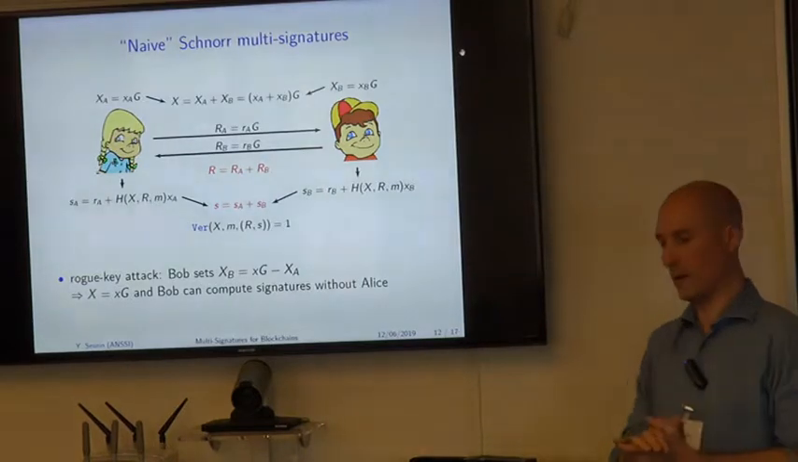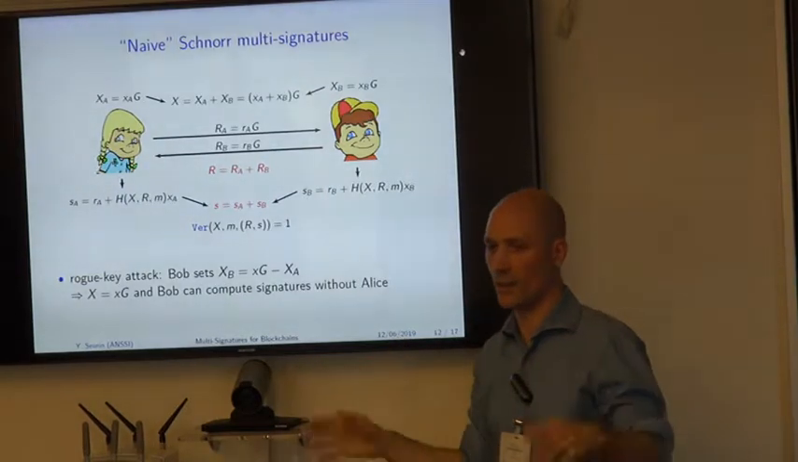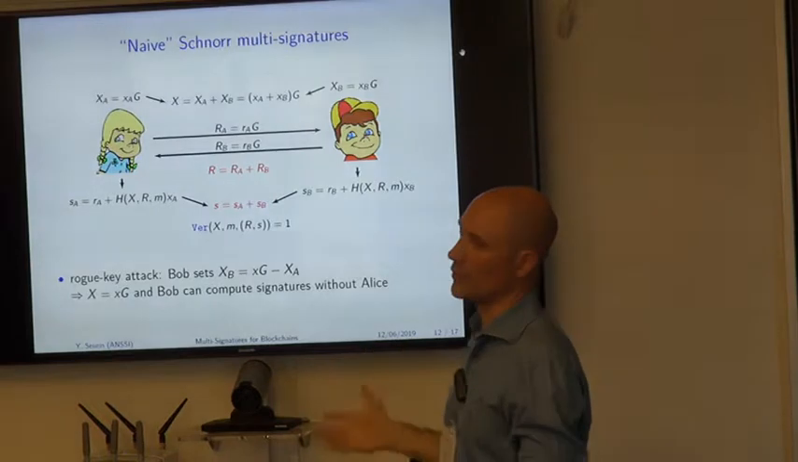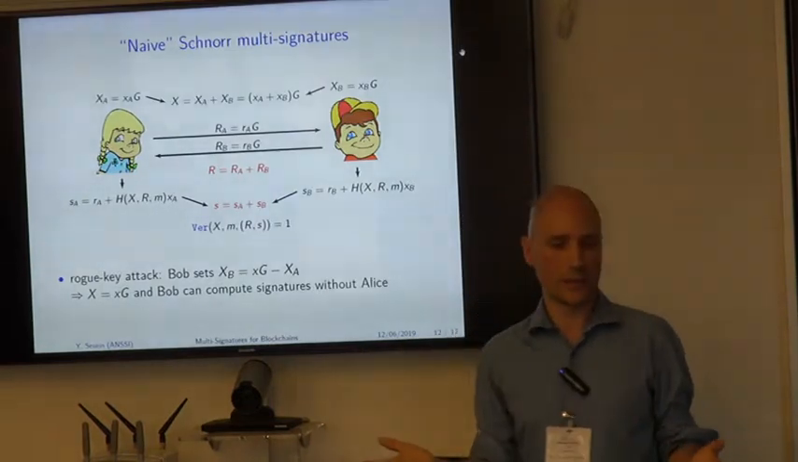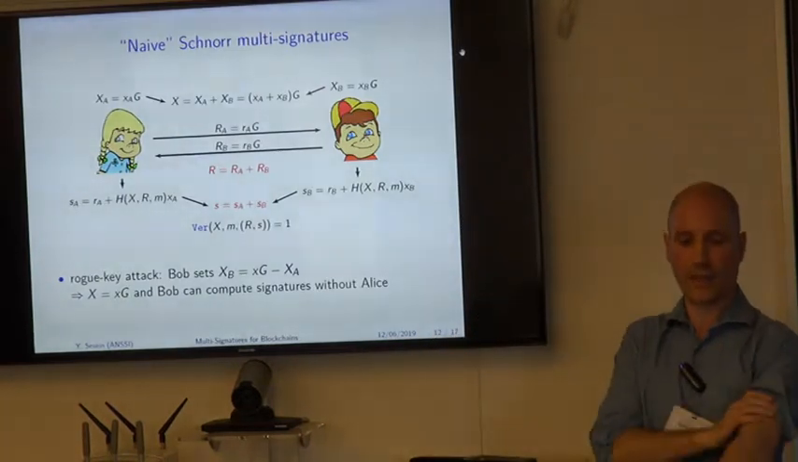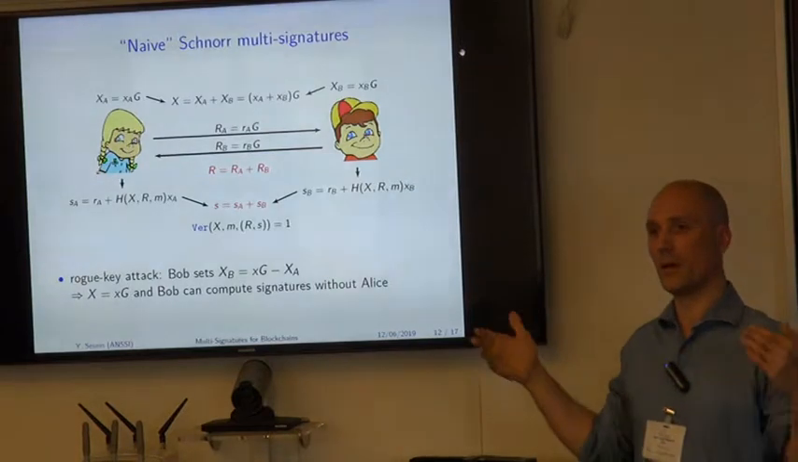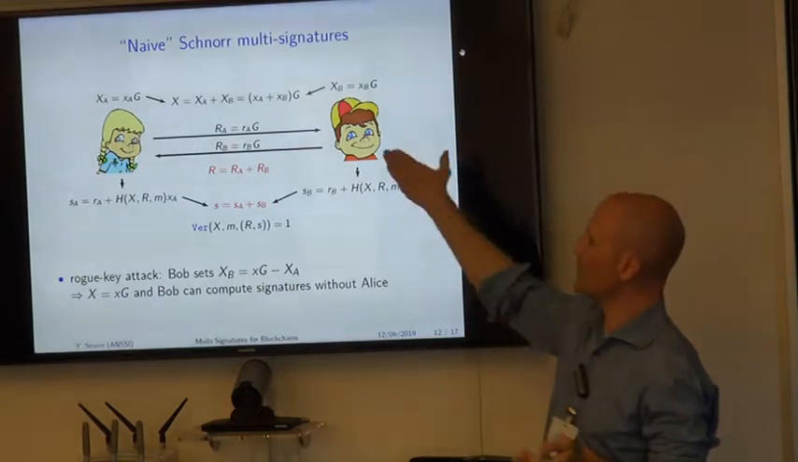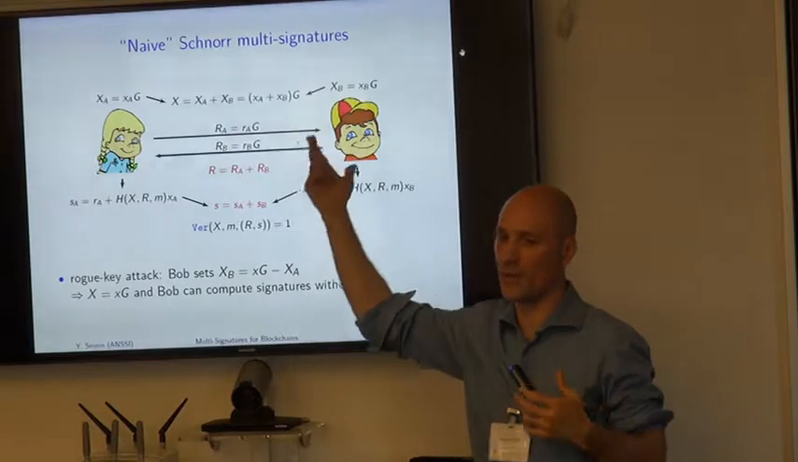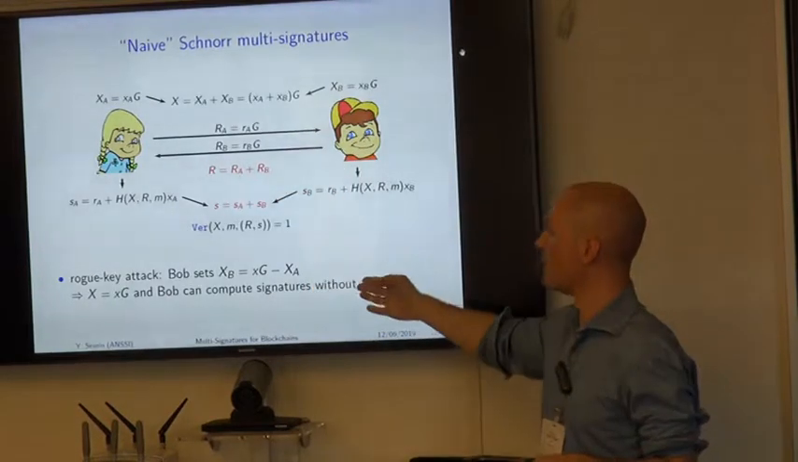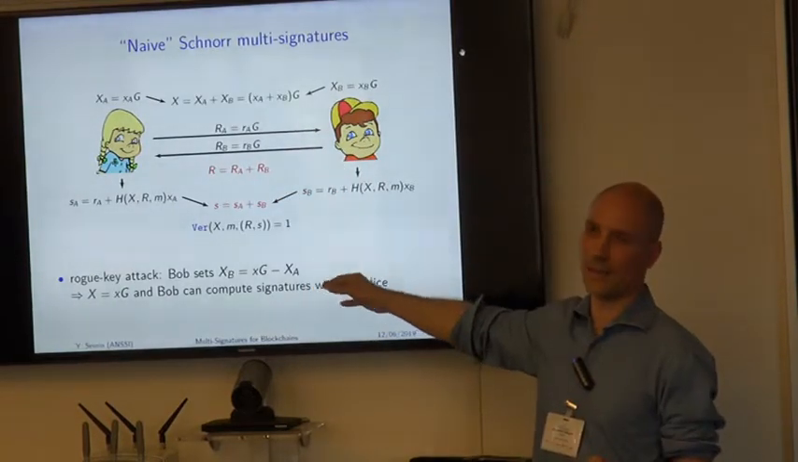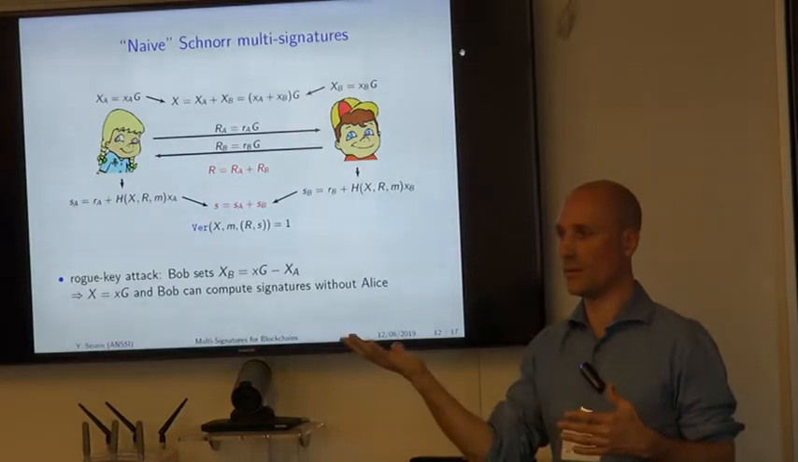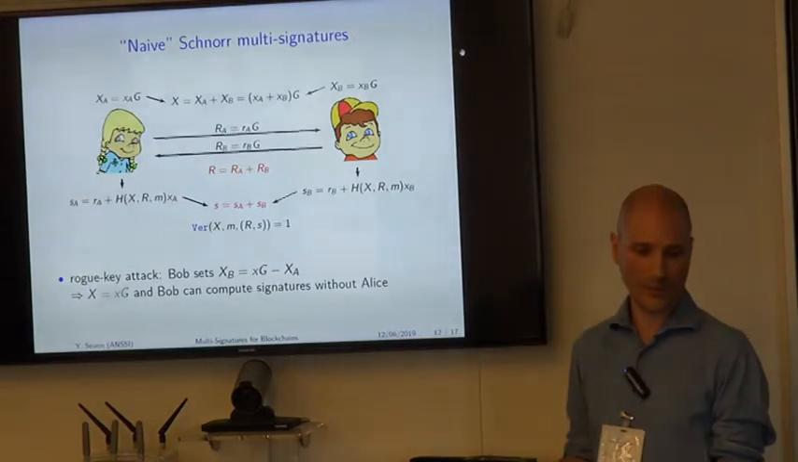We are in a distributed setting where nobody checks how you choose your public key. So here Bob can do this attack, which means that if Alice and Bob agree to have bitcoins locked in and controlled by the public key X, and if Bob does this attack, then he can spend the bitcoin without Alice, on his own.